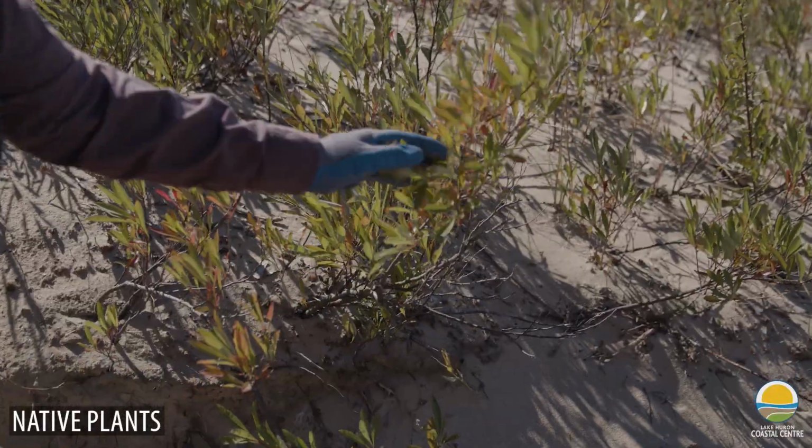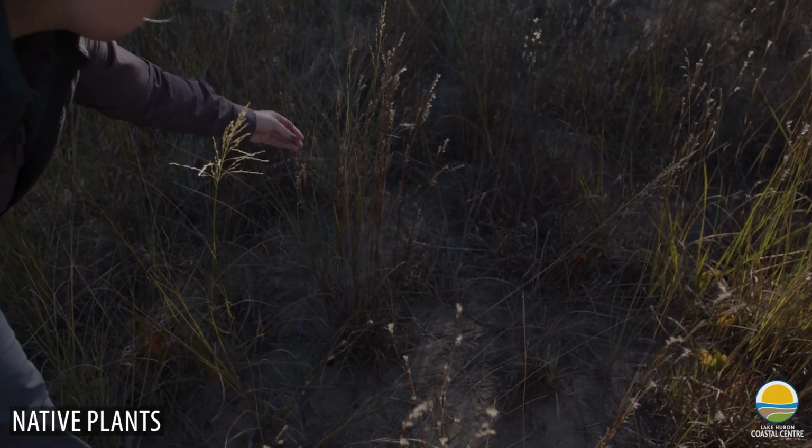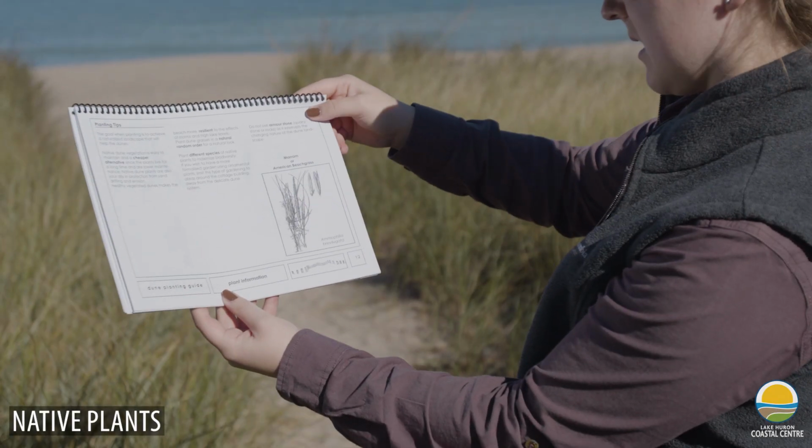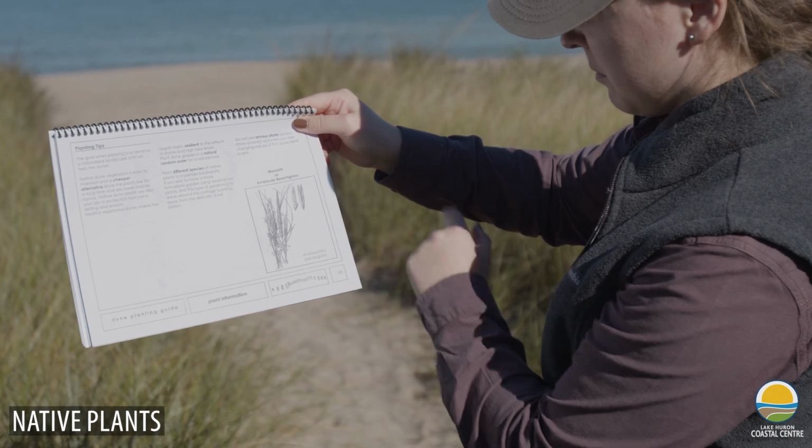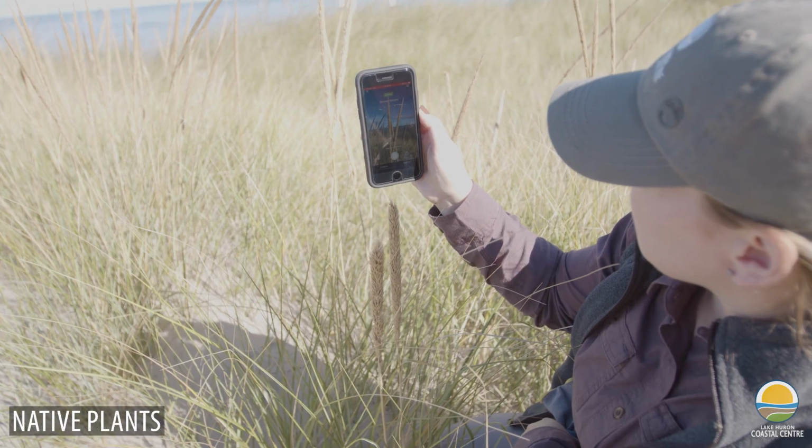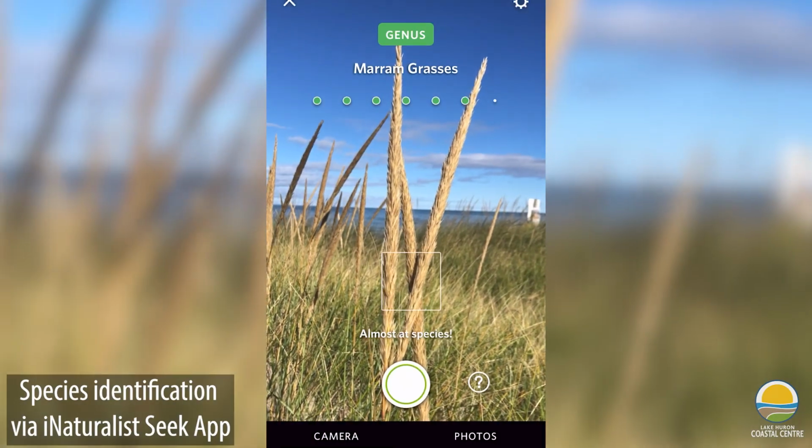There are many native plants that you may observe in a healthy sand dune ecosystem. The Lake Huron Coastal Center's Dune Planting Guide outlines the native and invasive plants that are commonly found in sand dune ecosystems along the Lake Huron shoreline.